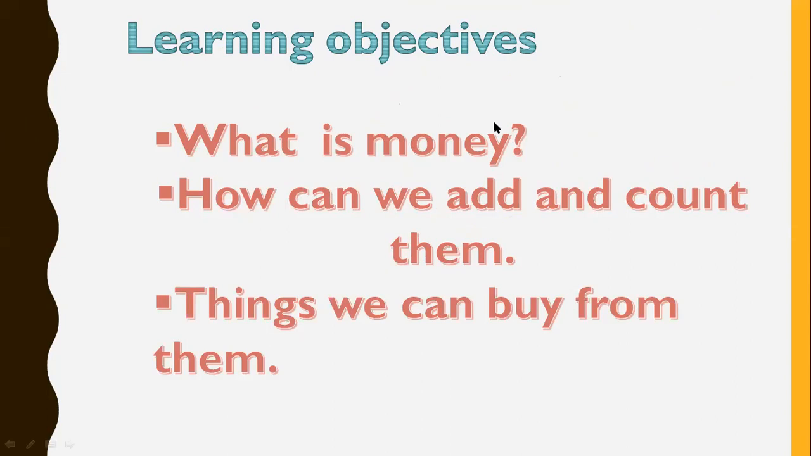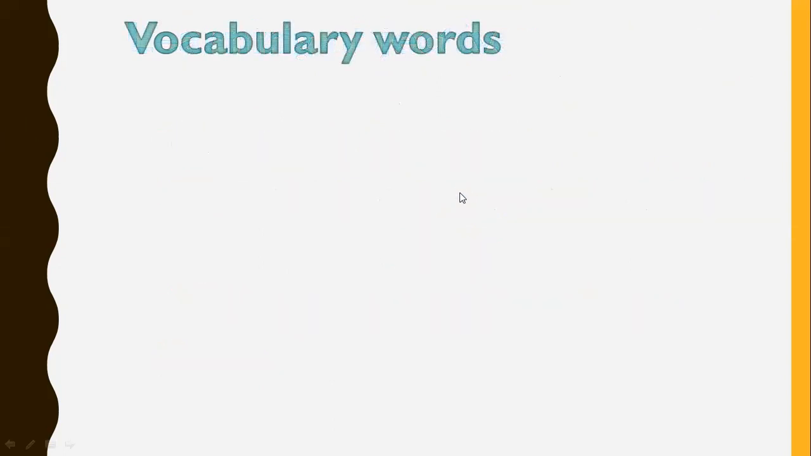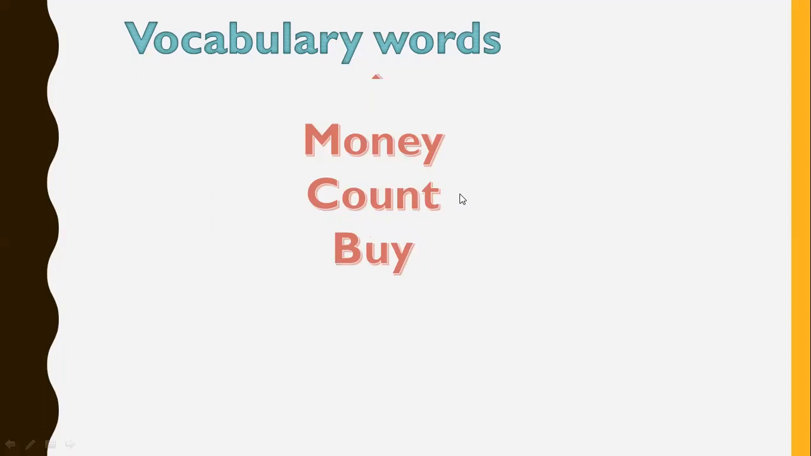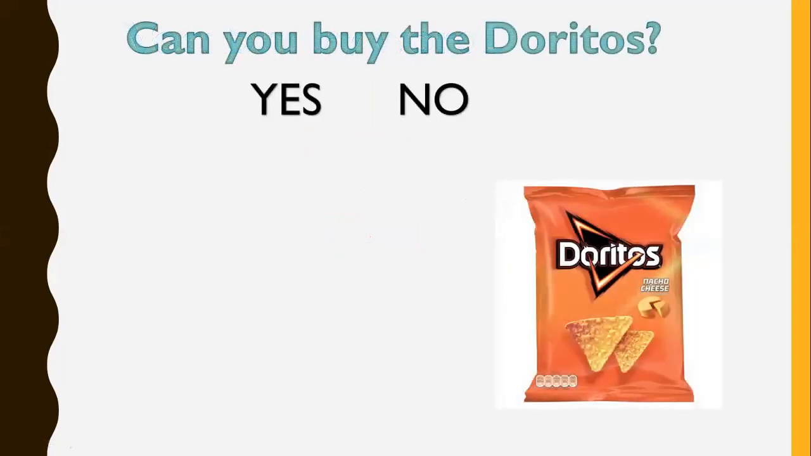First of all, what is money? How can we add and count it? Things we can buy with it. The vocabulary words that we are going to see in this topic are money, count, buy. If you want, you can write them down as well. These are the only three vocabulary words that we are going to use in this lesson. Money, count, buy.